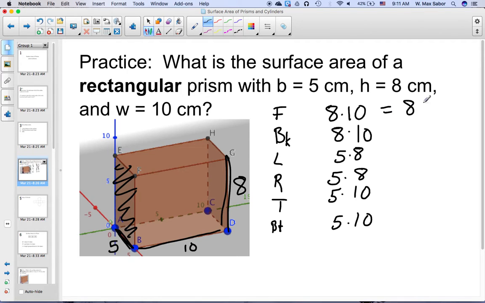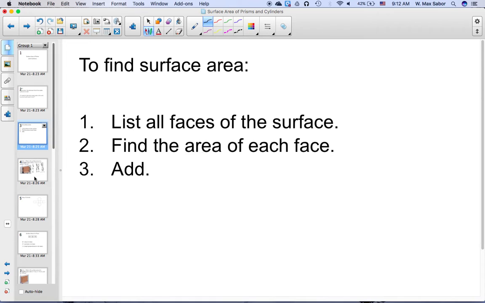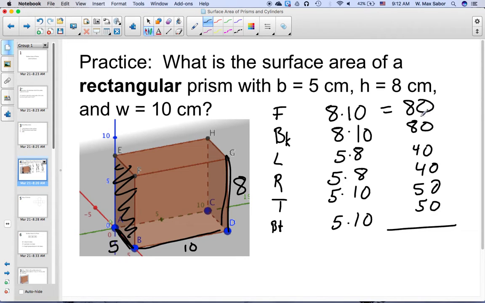So if we multiply those together, we get 80, 80, 40, 40, 50, and 50. And then we've done step 2. We need to add them all up. So this will be 340 square centimeters.